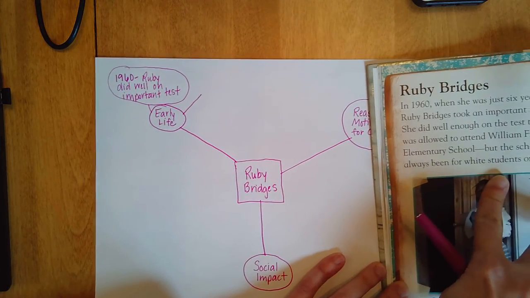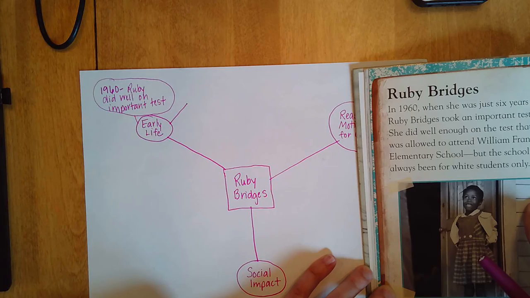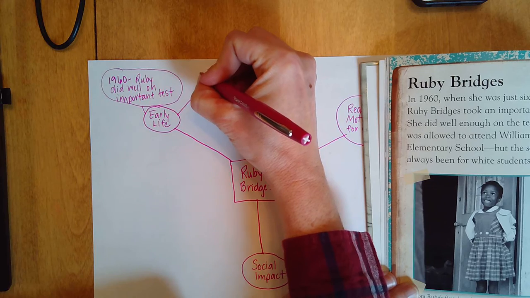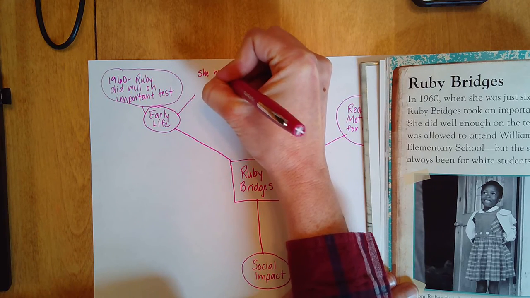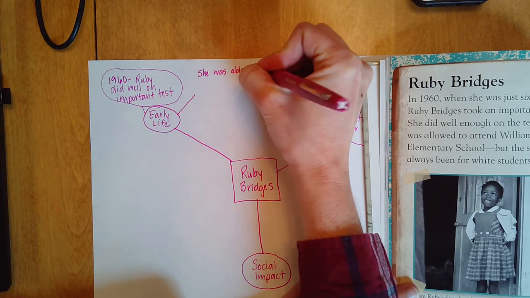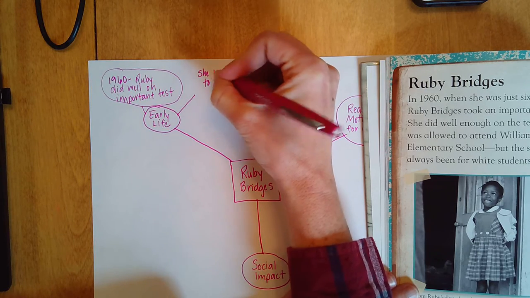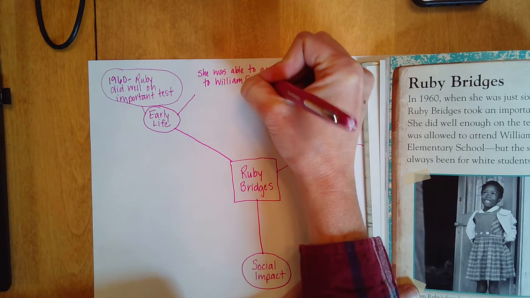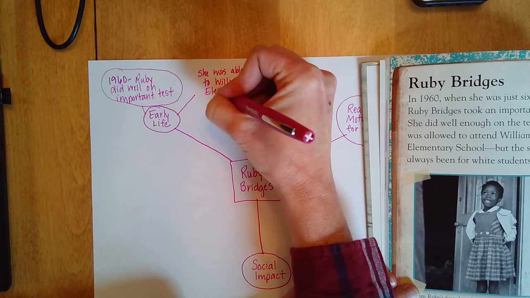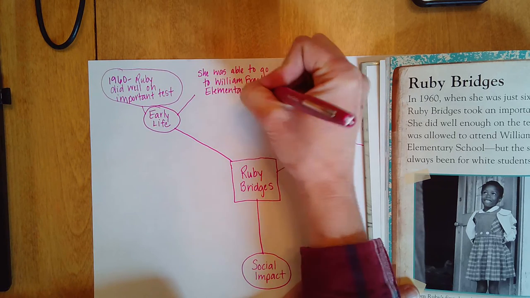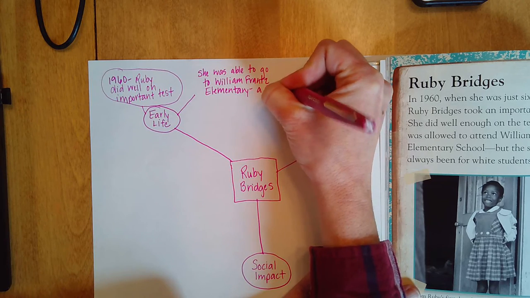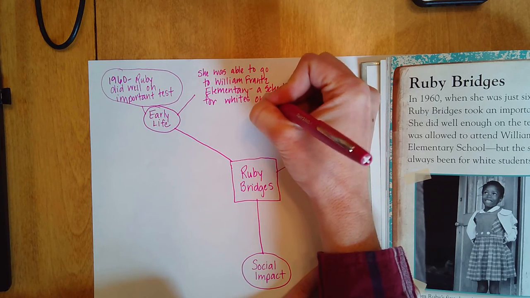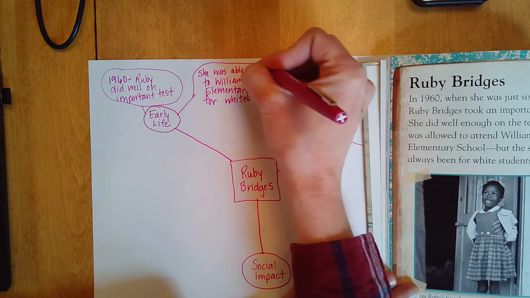She was allowed to attend William Frantz Elementary School, but the school had always been for white students only. So she was able to go to William Frantz Elementary, a school for whites only. Okay, so I'm taking what I read and putting it into my own words.